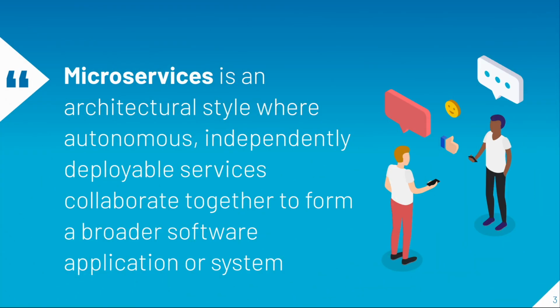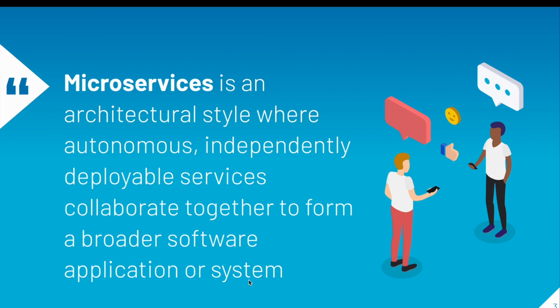Now let us look at the definition of microservices. As you can see, microservices is an architectural style where autonomous, independently deployable services collaborate together to form a broader software application or system. Now this statement is pretty loaded, and let us try to understand each of these concepts with the following diagram.